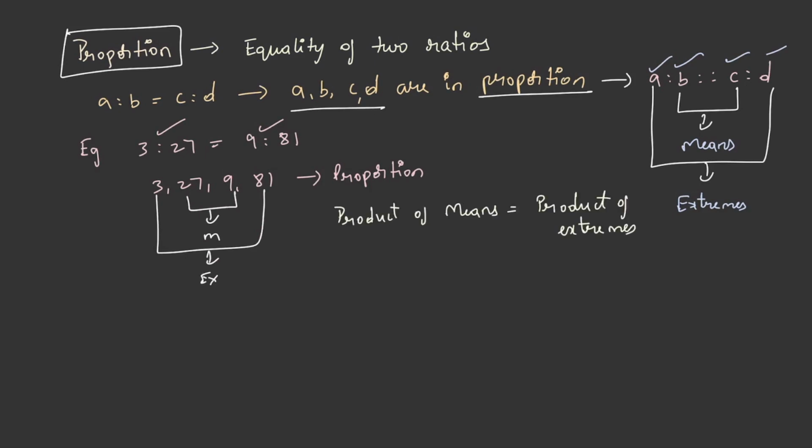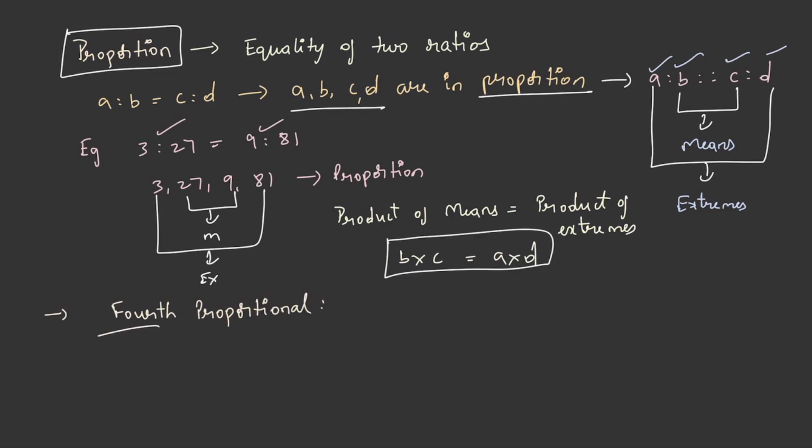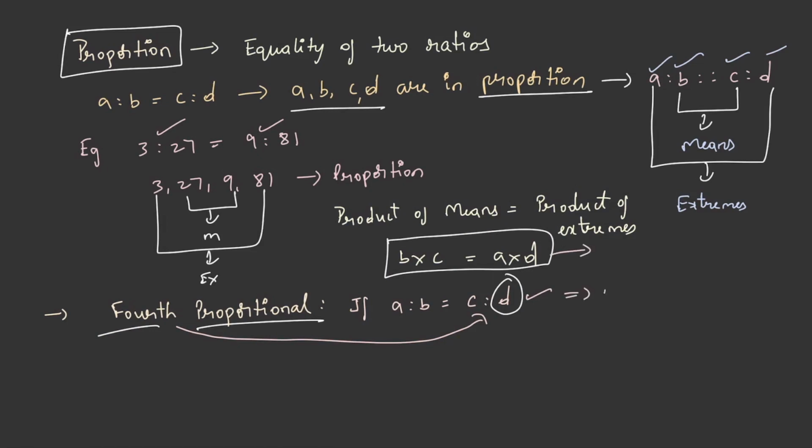So the formula for proportion is: product of means is equal to product of extremes. That is, B into C is equal to A into D. Now let's understand what fourth proportional means. If A is to B is equal to C is to D, then D is known as the fourth proportional, and the value of D can be obtained from this formula: D is equal to B into C by A.